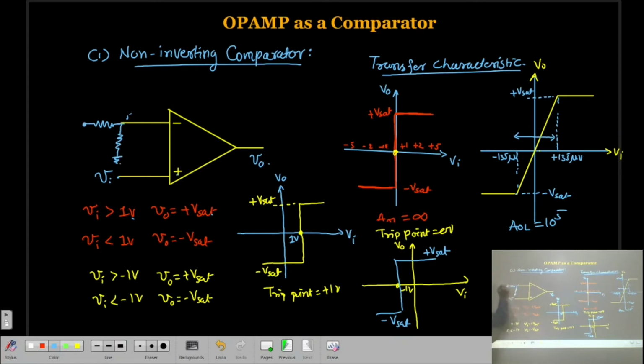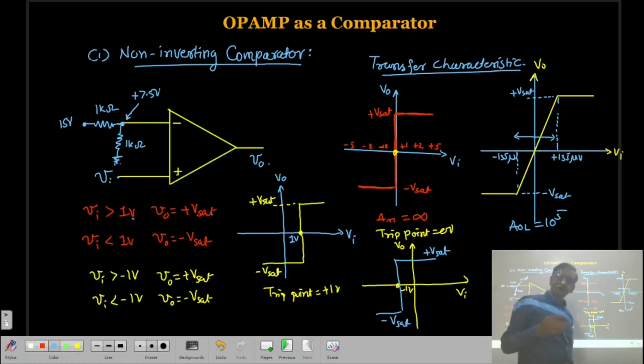Suppose we applied 15 volt here, and my resistance R1 is 1 kilo ohm. This resistance is also 1 kilo ohm. Then what is my reference voltage, or what will be my trip voltage? That you can calculate with the help of the potential divider circuit, and this voltage will be plus 7.5 volt.